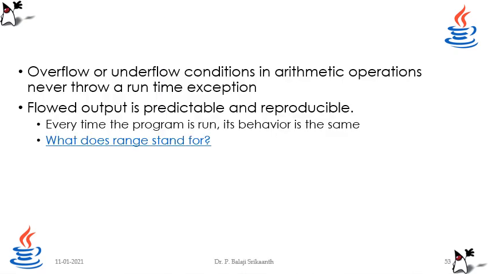Overflow and underflow conditions result in arithmetic operations. Overflow is the condition where there is a maximum value for a particular data type, and if the value is incremented, it results in overflow. Similarly, underflow is a situation where the minimum value is again decremented. Both overflow and underflow result in unexpected values, and they will not throw any runtime exceptions. Of course, the overflowing or underflowing is predictable and reproducible.